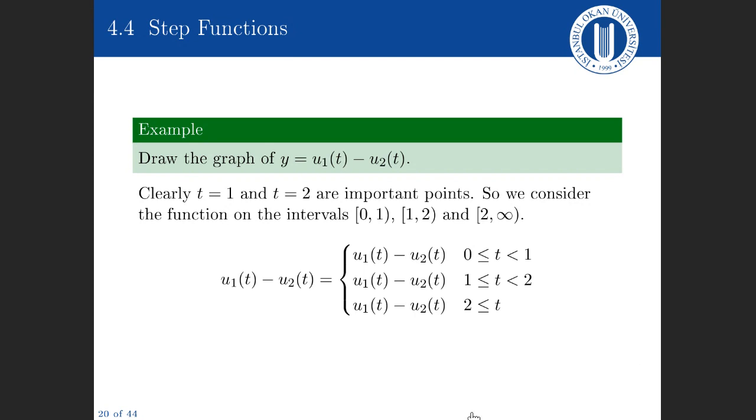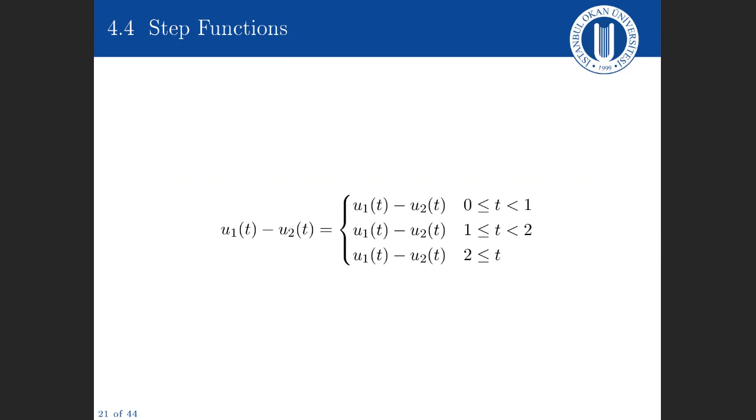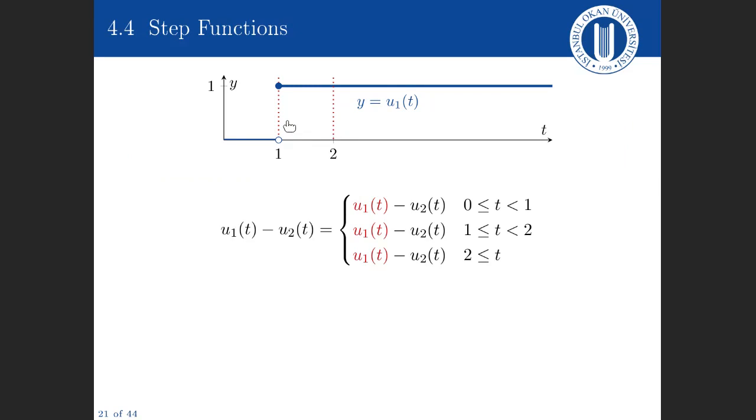We show you the graph, tidy this up a little bit. And then first I want to look at the graph of u1. First, this function is equal to 0. Between 1 and 2, the function is equal to 1. And then between 2 and infinity, the function is equal to 1. So we should get 0 here, 1, and then 1.